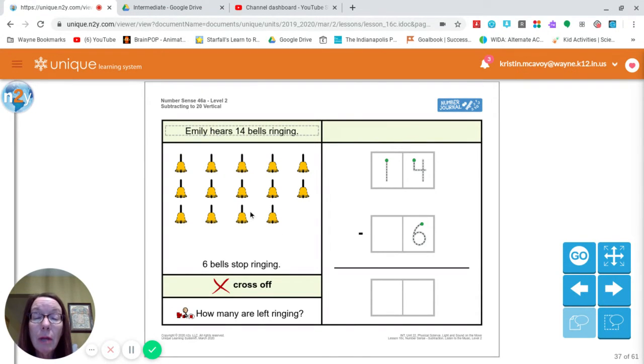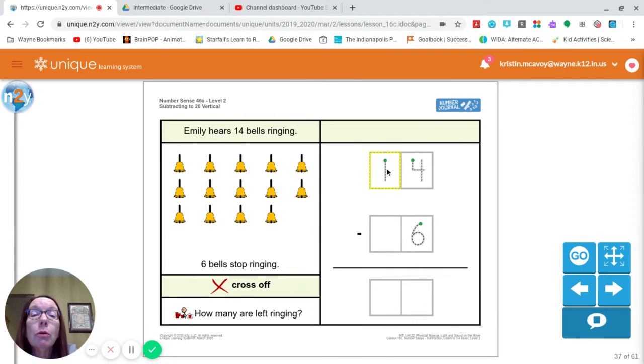So that's where we get our total number, and our total number is in the top of our problem. So we have a 1 in the tens column because we have 1 ten and 4 ones. 10, 11, 12, 13, 14. That's how we get to the number 14. 1 ten and 4 ones. So you can trace your 1, and you can trace the 4. Excellent work. 14 bells to begin with.